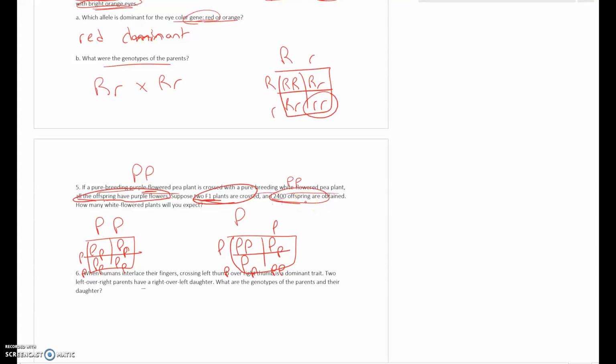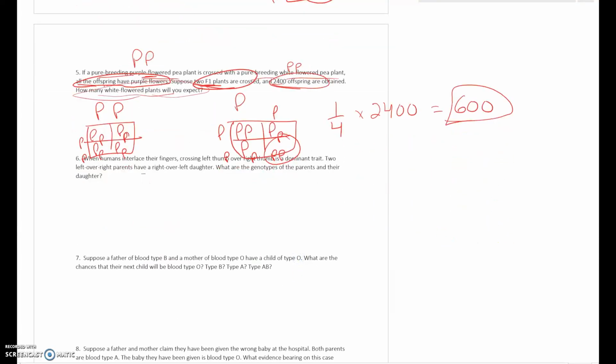2,400 of them exist. About how many would we expect to have white flowers? So 1/4, 25%. We need to know what is 1/4 of 2,400. So we can just multiply that by 2,400, and we would expect about 600 of them to be white.